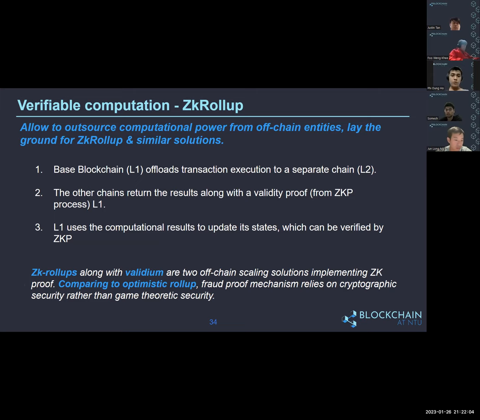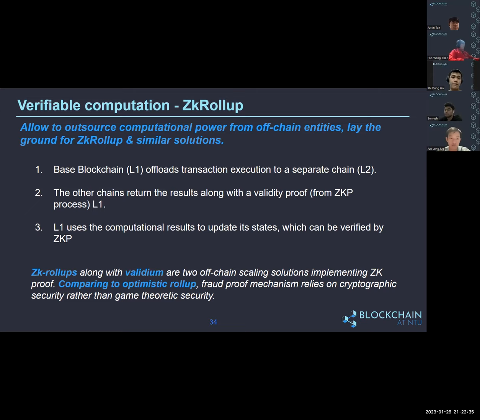Thanks to zero knowledge proof, we have a thing called verifiable computation. As I have discussed before, zero knowledge proof essentially means trusted computation. So now we can outsource computational power from blockchain entities, and then submit all the transaction results on the blockchain. This is called rollups in some sense, as Winky has described in the first part.